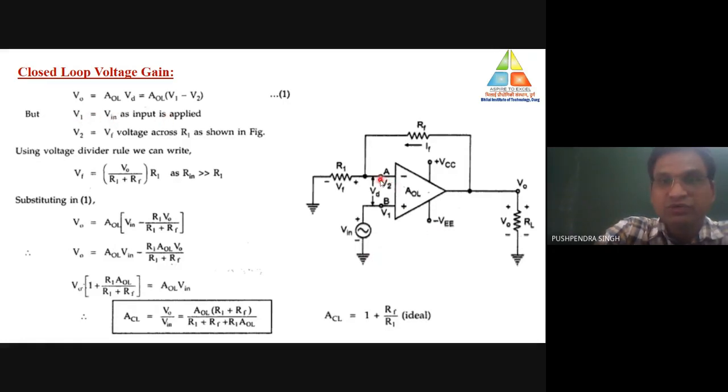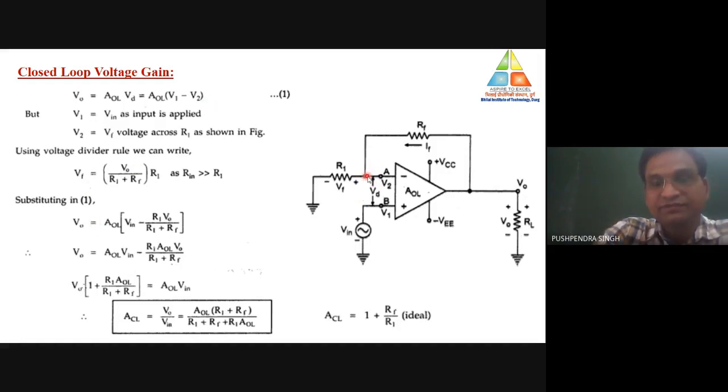Now what is V2? V2 is this feedback voltage, which is represented by Vf. So V2 is equal to Vf. From there, what is the value of V0? V0 is equal to AOL times (V in minus Vf). Now we need to calculate the value of this Vf.